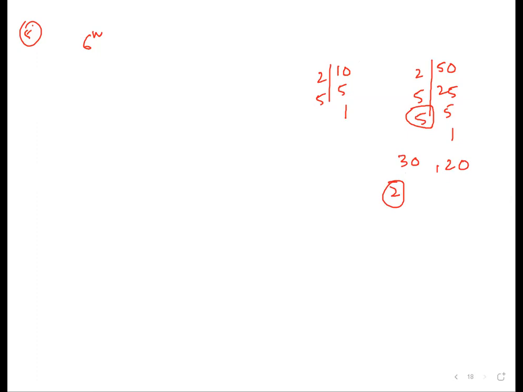Now, if I do the prime factorization of 6 to the power n, 6 is basically 2 into 3, to the power n. Now we don't have a 5 here. So basically, it's not going to have a 0 in the end because I don't have a 5 here. For it to end with 0, at least there should be one 5. So I'll write here that for 6 to the power n to end with 0, it should be divisible by 5.